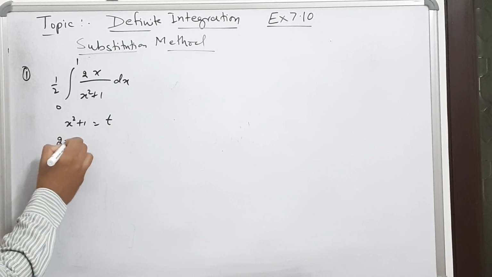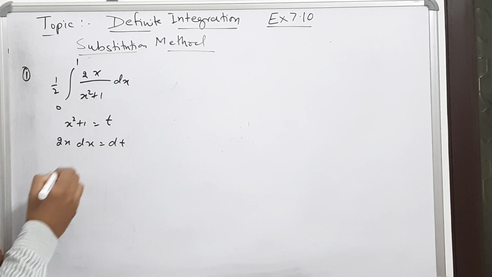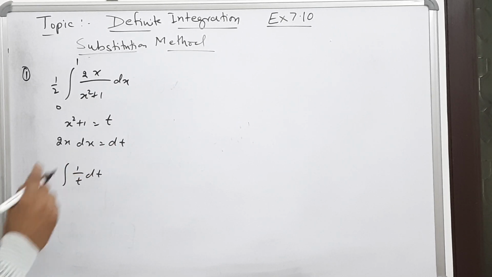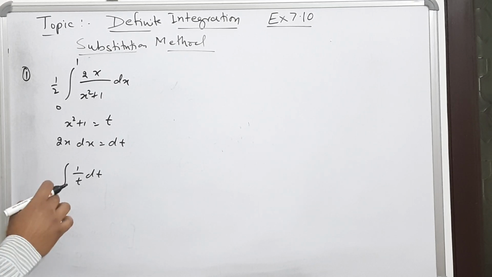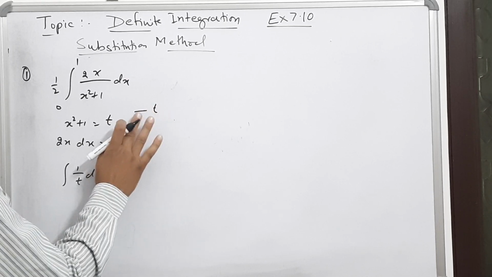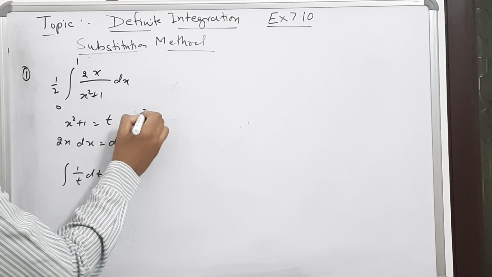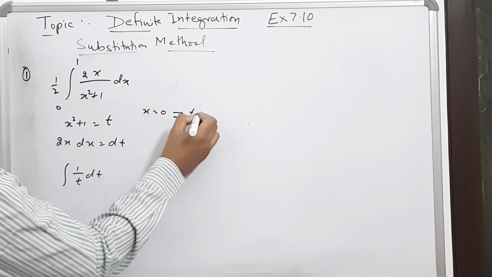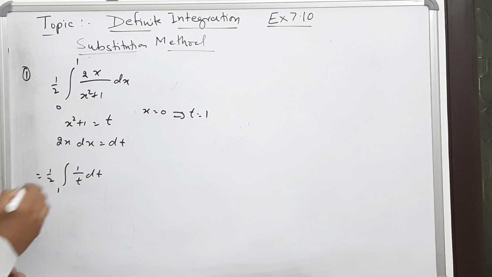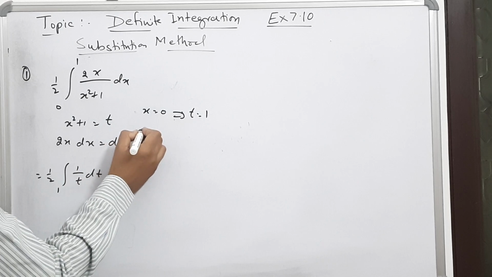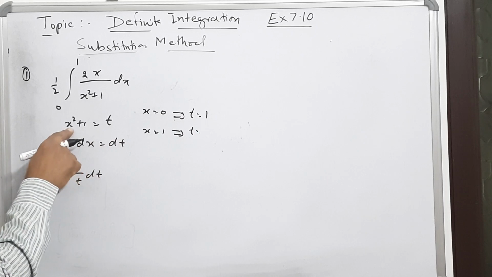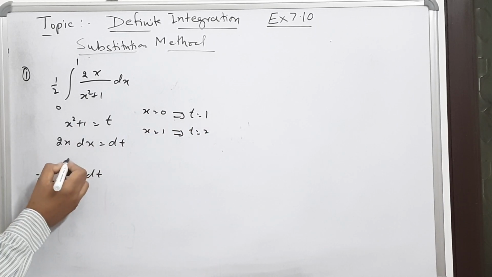Then it is 2x dx equals dt. So we write here 1 upon t dt. Yes. Now we change the limit also. When the value of x is 0, what will be the value of t? So the value of t will be 1. So we write here 1. This half will be as it is. And when the value of x is 1, then the value of t will be, put 1 here, so it is 2. So here it is 1, 2.